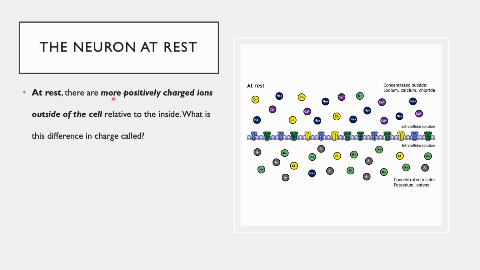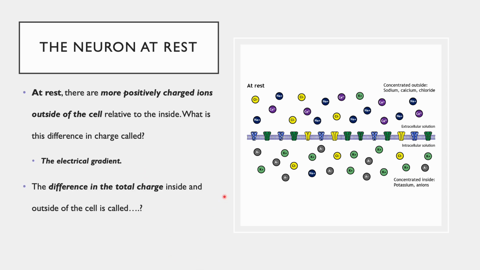As you should know by now, at rest, there are more positively charged ions outside of the cell relative to the inside. And this difference in charge is known as the electrical gradient. If we look at the difference in total charge inside of the cytosol of the neuron versus the charge in the extracellular fluid outside of the cell, this is known as its membrane potential. And here's a great example of membrane potential.